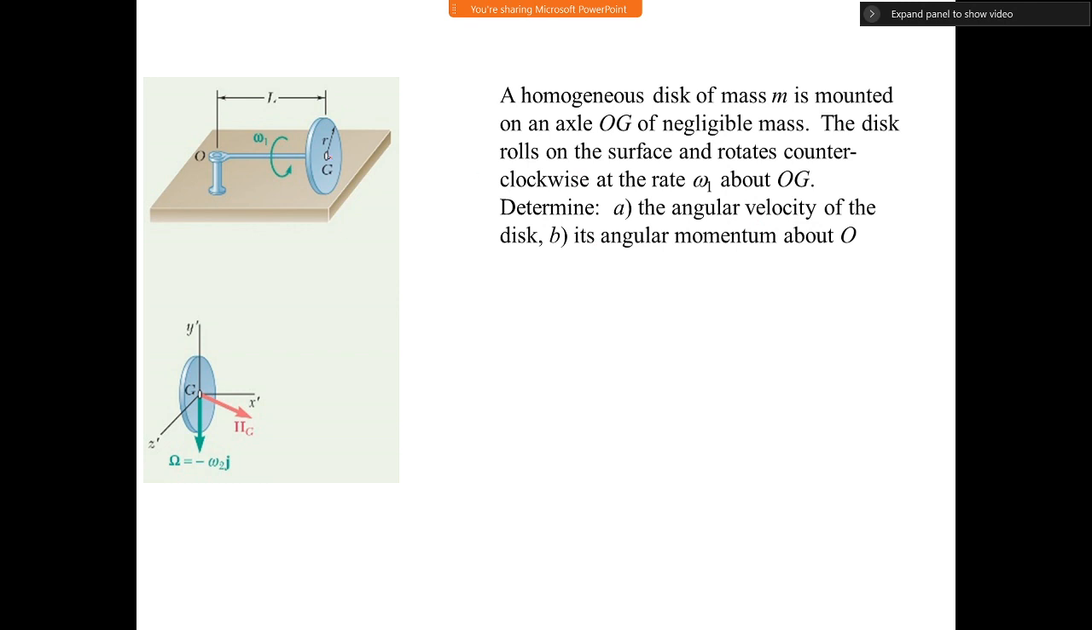So here is a problem. This disk spins about this axis with an angular velocity of omega 1, and it rolls on the surface. So there is pure rolling that takes place.